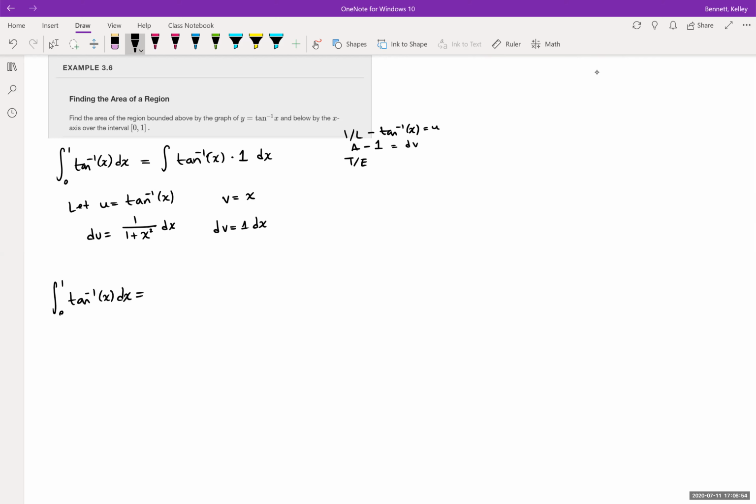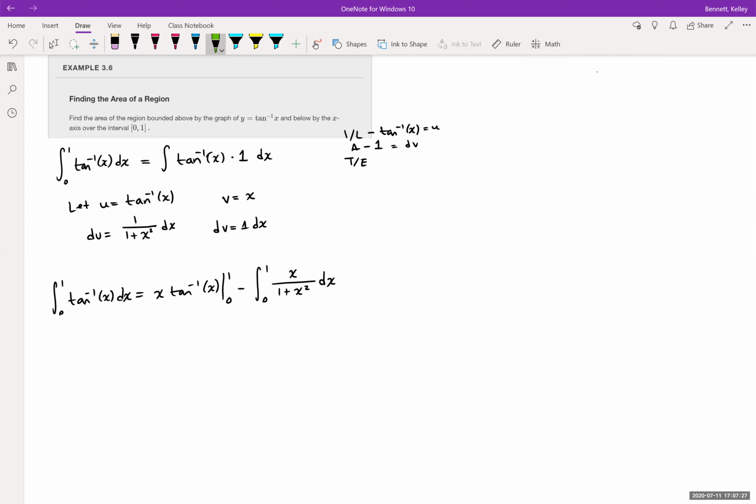So we get u times v. So this is x arctan x evaluated from 0 to 1. And we'll do the evaluation at the very last step. Then I'm going to subtract off the integral from 0 to 1 of v times du. So that's x over 1 plus x squared dx. Oi. So now this integral is looking not great, but it should jump out to you that this is going to be a u substitution.